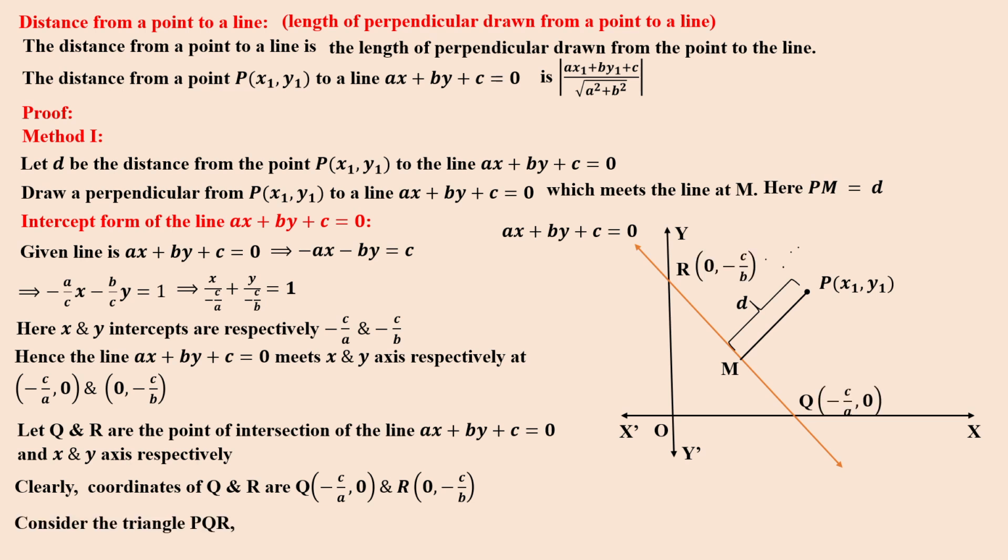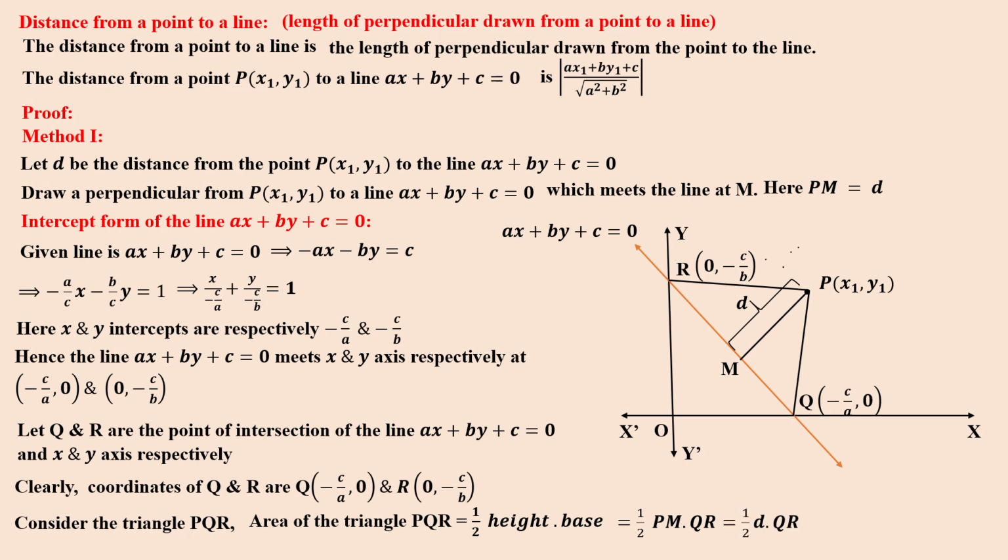Now consider the triangle PQR. Draw the triangle PQR: join PQ and PR, and you will get the triangle PQR. The area of the triangle PQR is half into height of the triangle and base of the triangle. Here the height is nothing but PM, that is d, and the base is QR, the length QR. So area is half d into QR. So d is equal to 2 into the area of the triangle PQR divided by QR. We need to find the area of the triangle and the length QR. This is equation number 1.